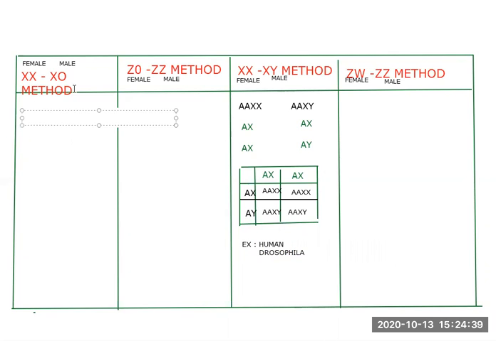Okay, the XX-XO method. AAXX. What is AA? AA means autosomes, A is the symbol for autosomes. What is O? O means zero. For example, how to calculate this, I'll show you. Just wait a minute. I'll show you here how to calculate the chromosome number and autosome number also.